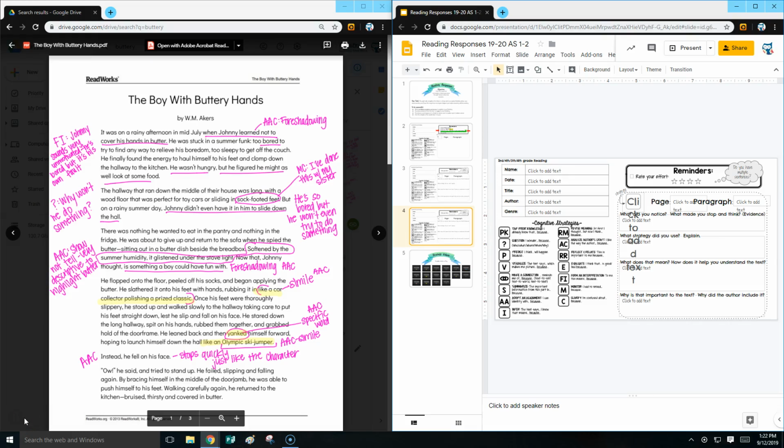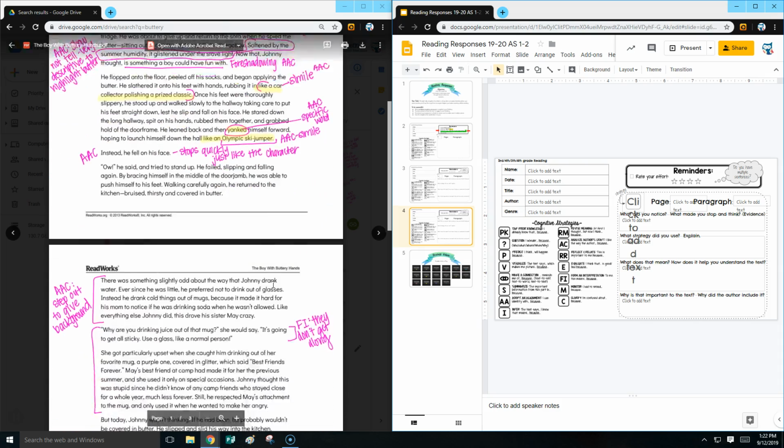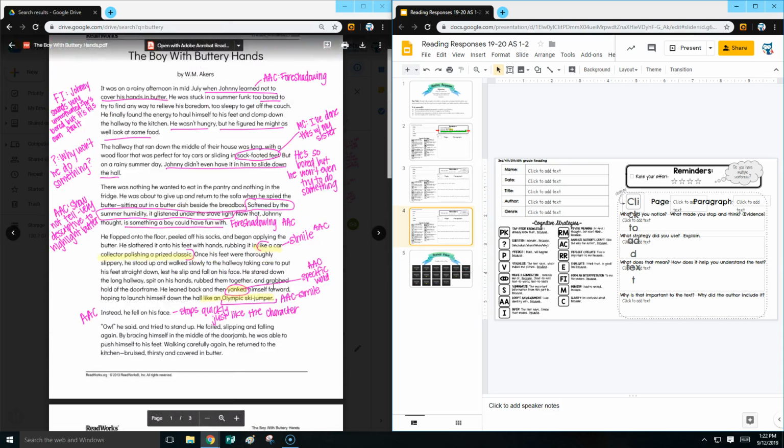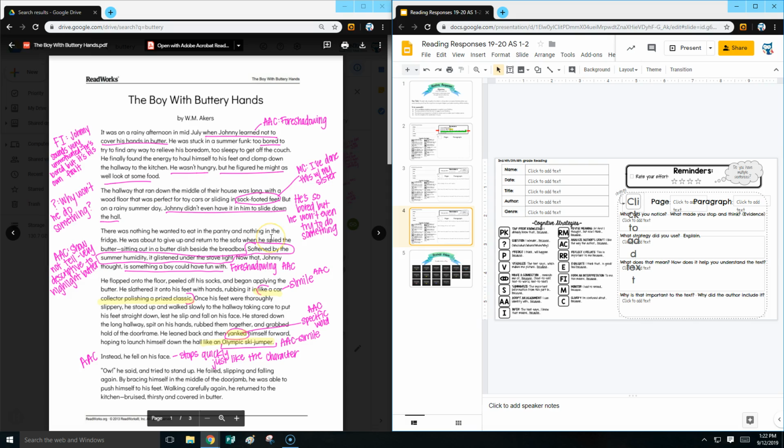So let's take a look at how to complete a reading response. This is The Boy with Buttery Hands, and as you can see, I was underlining, highlighting, and taking notes of what I was thinking as I was going. If you're reading, you're probably not going to have this in the book because you're not going to write in the book, but what you can do is use sticky notes along the way for parts that stick out to you.